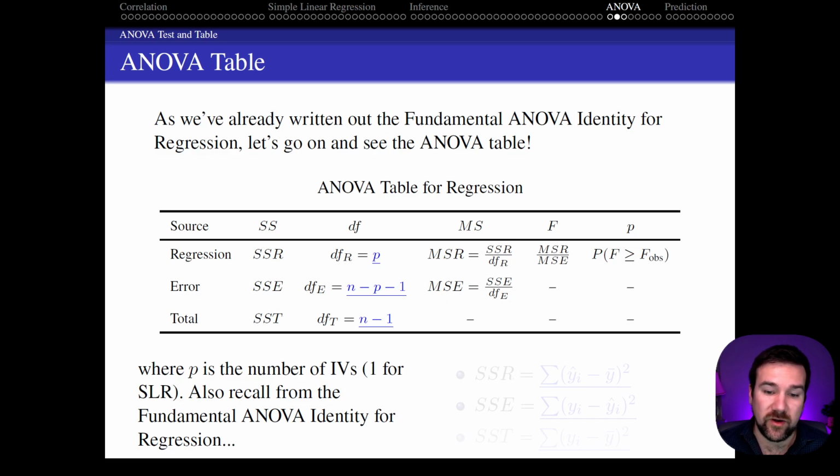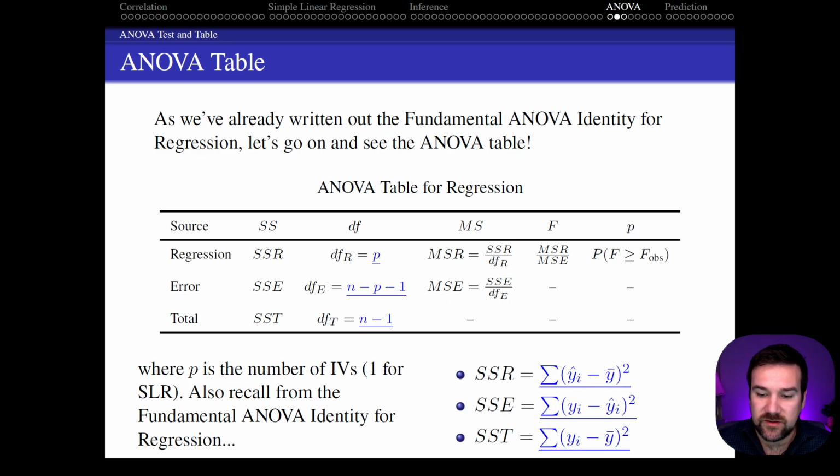The mean squares regression and mean squares error are exactly what you'd think. And the F test statistic is the ratio of mean squared regression divided by mean squared error. From the fundamental ANOVA identity, SSR is the sum of (y hat minus y bar) squared, SSE is the sum of (y minus y hat) squared, and SST is the sum of (y minus y bar) squared.